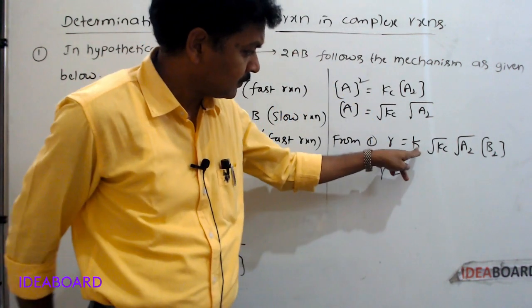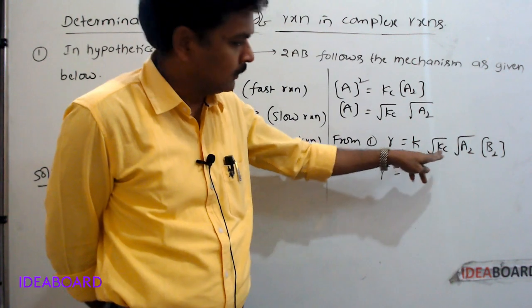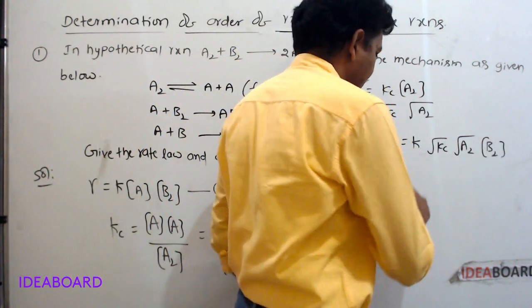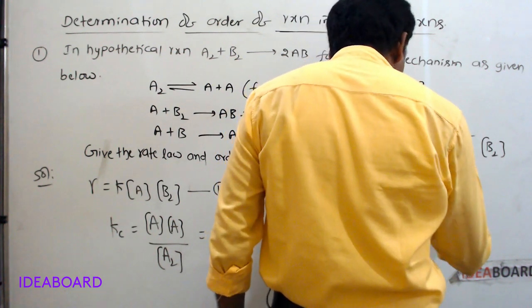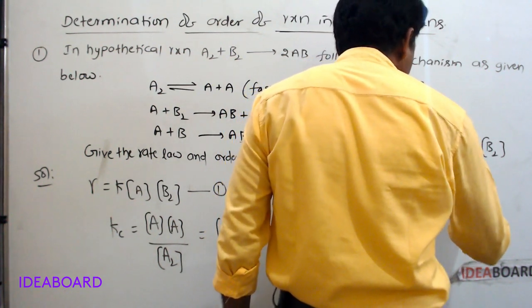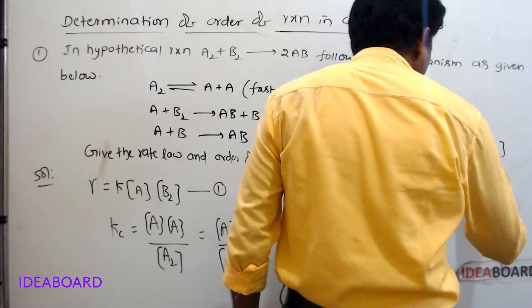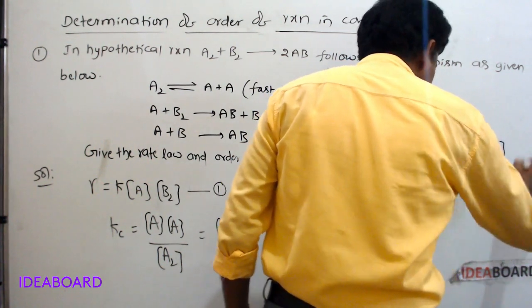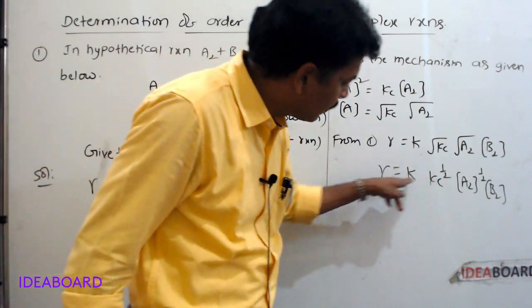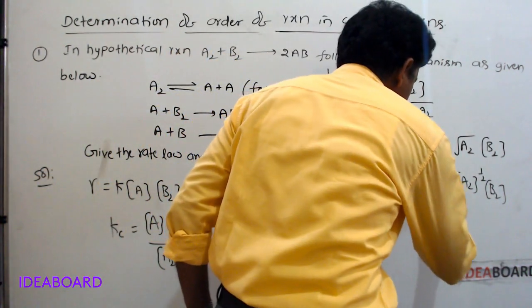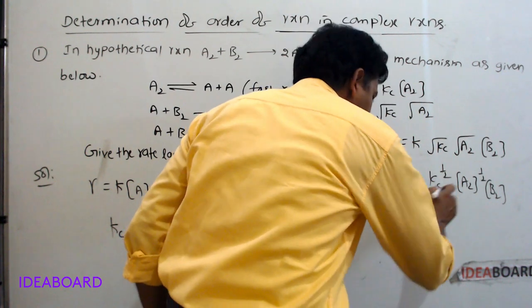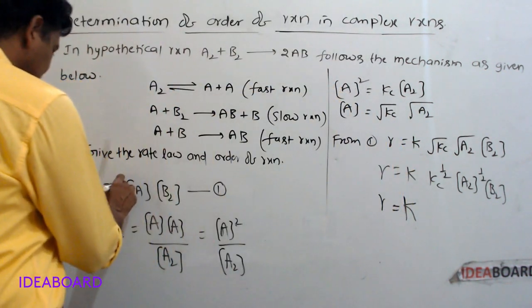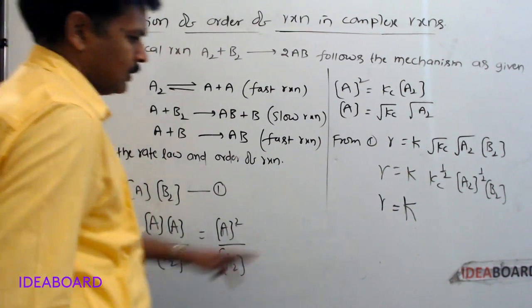Rate is equal to k into Kc. Here k is the rate constant and Kc is the equilibrium constant; both are constants. Otherwise, I am writing it like this: k into Kc into concentration of A2 power 1 by 2 into concentration of B2. Here these two are constants, so instead of these two I am writing another constant, capital K. Let us take this as small k, capital K.